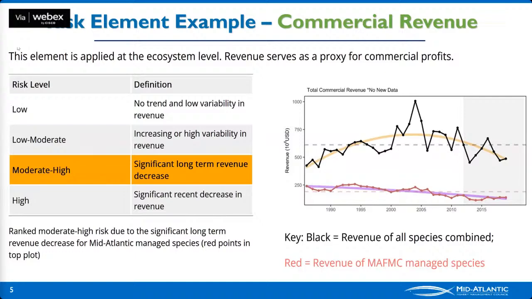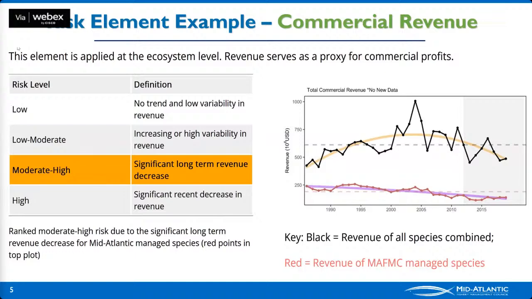And so on the right-hand side is the information that we use. We are looking at commercial revenue. The line in red is commercial revenue for our mid-Atlantic managed species. The line in black is revenue in the mid-Atlantic for all species that are landed within the mid-Atlantic. And then we utilize that information to inform the risk criteria, which are on the left-hand side.